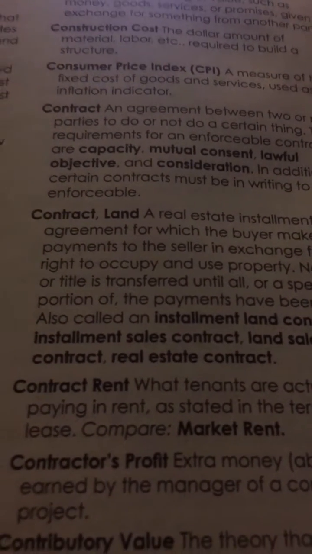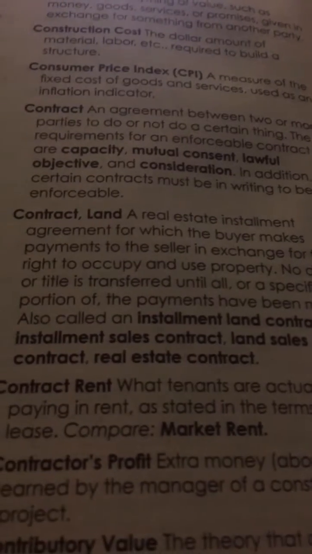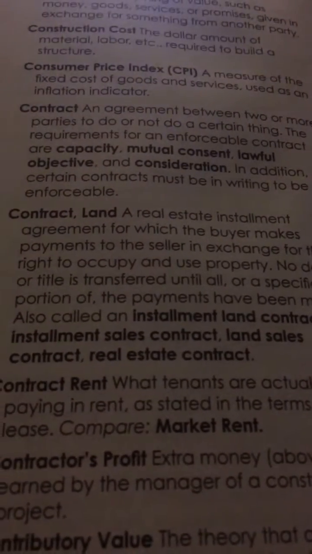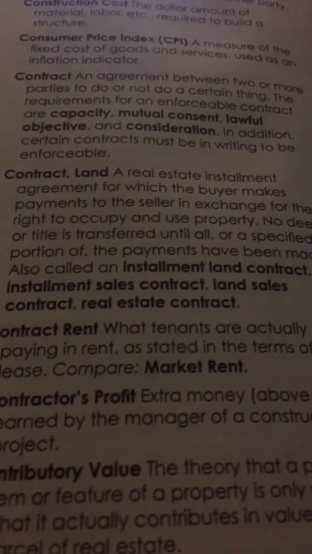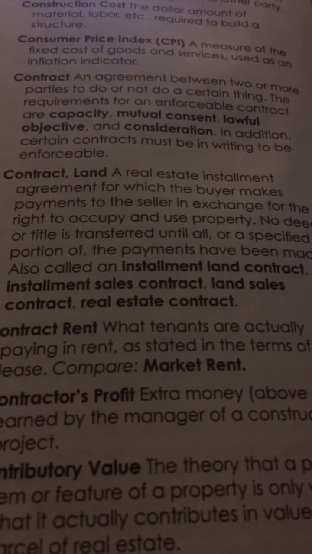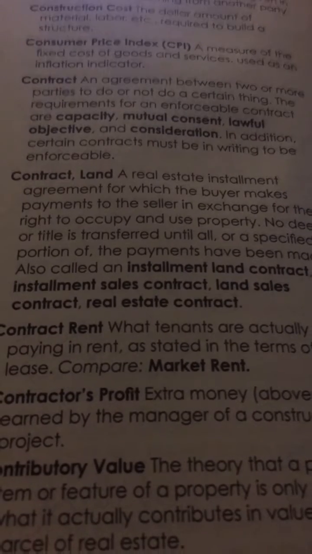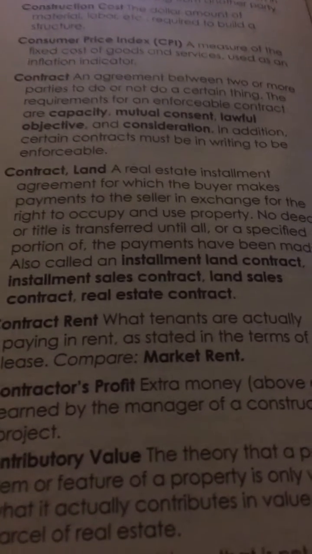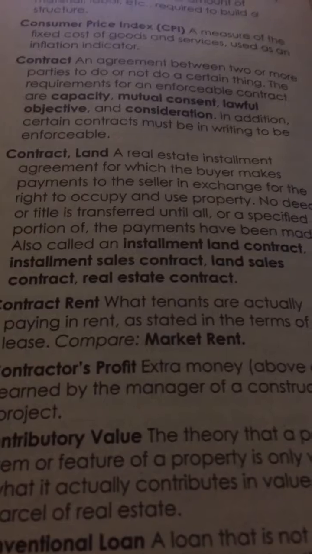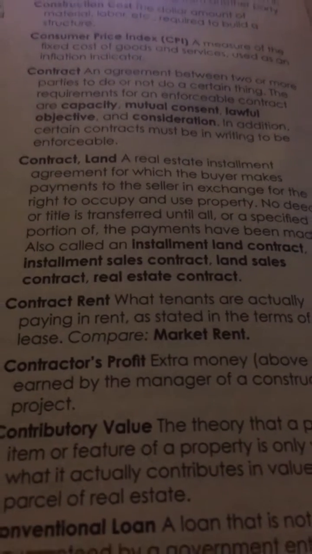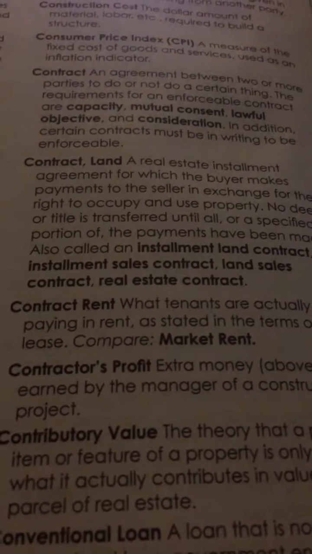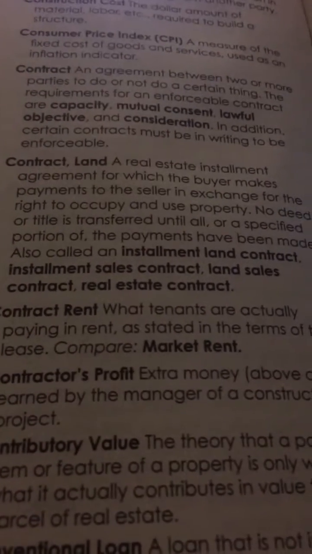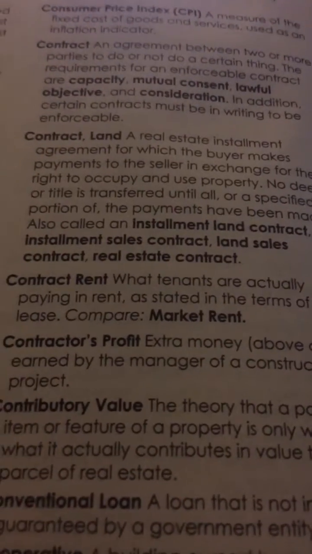Contract, land, a real estate installment agreement for which the buyer makes payments to the seller in exchange for the right to occupy and use property. No deed or title is transferred until all or a specified portion of the payments have been made, also called an installment land contract, installment sales contract, land sales contract, real estate contract.